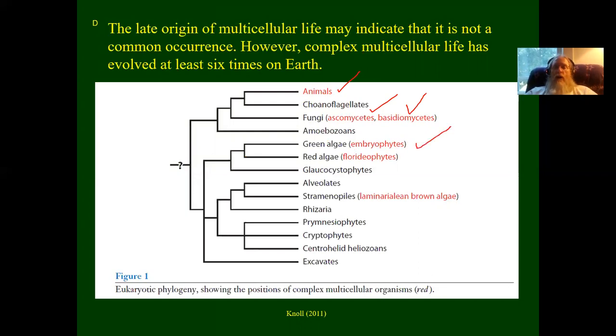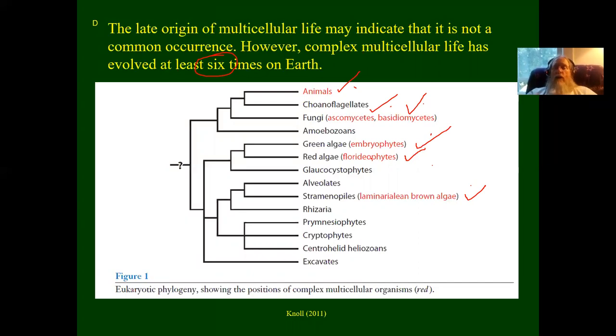Green algae and embryophytes, that would include modern plants, are related but evolved separately from red algae, and then in this other group called brown algae. So we have at least 1, 2, 3, 4, 5, 6 times that multicellular life has evolved independently on Earth.